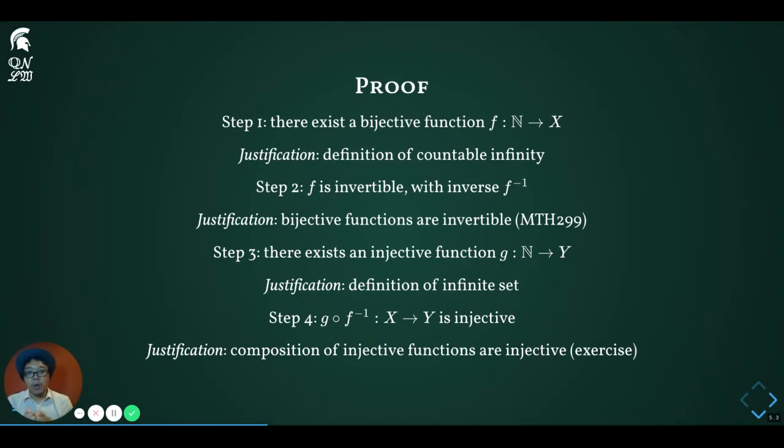Step 4, we can build an injective function from X to Y. We will do so by letting the function be the composition G composed with F inverse. This function is correctly defined because the domain of F inverse is X and the range is N, reversing that of the function F. Hence, the range of F inverse is a subset of the domain of G, and the composition can be formed. To justify that this composed function is injective, I will defer a proof of the fact that composition of injective functions is injective to your exercise sheet.